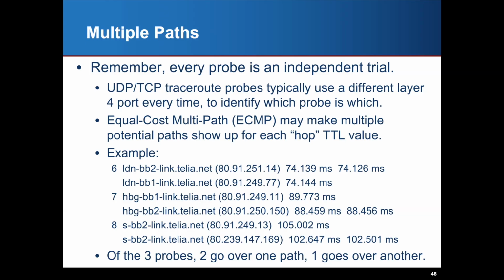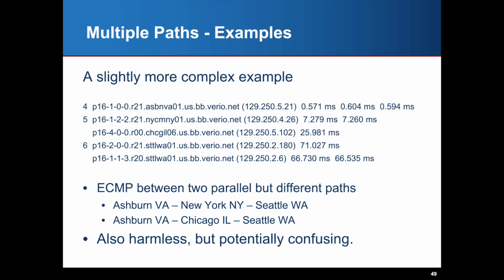So here's an example where you see ECMP all the way through. Here's a pair of routers, BB1 and BB2 right next to each other, and they go to another pair of routers. They go from London to another pair of routers to another pair of routers. I guess that 8th hop isn't, but it's actually the same device, but it's come over different links. Of these 3 probes, 2 go over one path, 1 goes over the other. So how do you know what you're looking for when you see that? So here's an example of a slightly more complex issue.